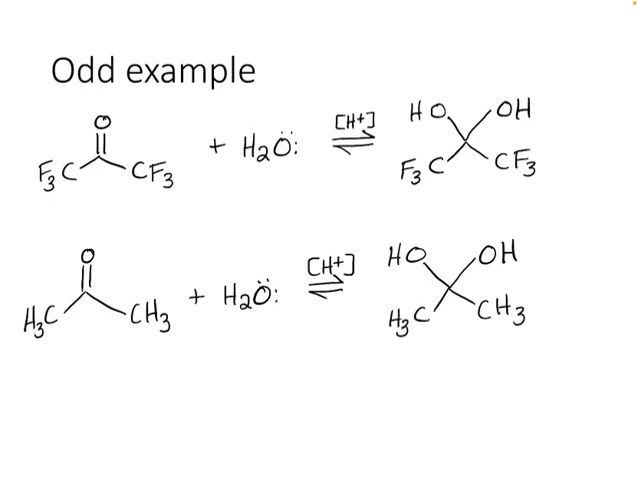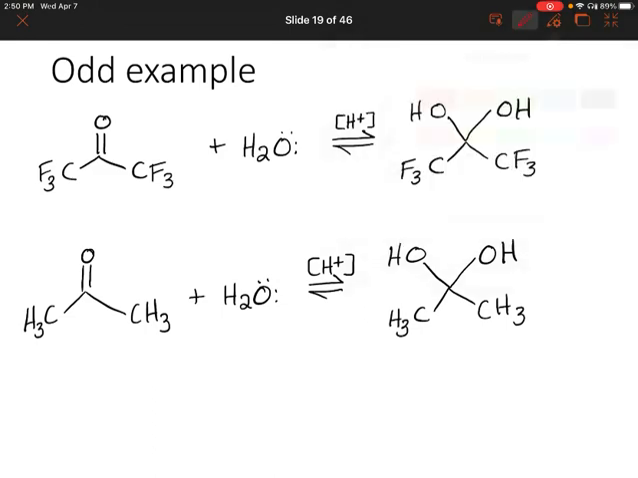Now, the yield of the first reaction is 99.9%. But again, the yield of the second reaction is only 0.1%. So what's going on here? Why do those halogens produce such a high amount of product?